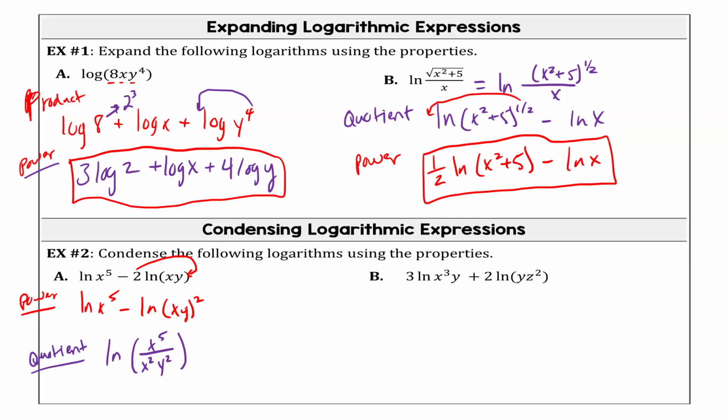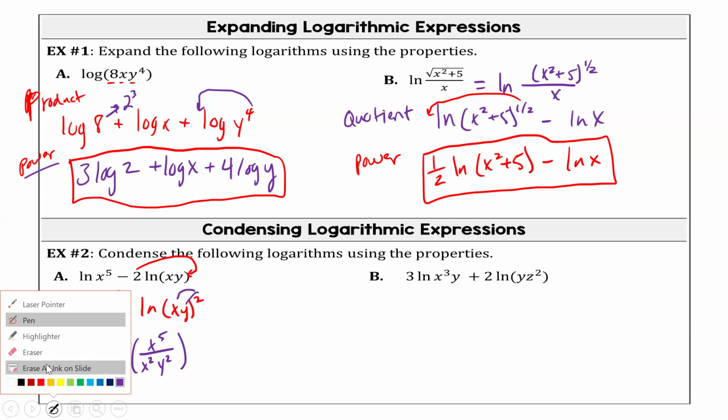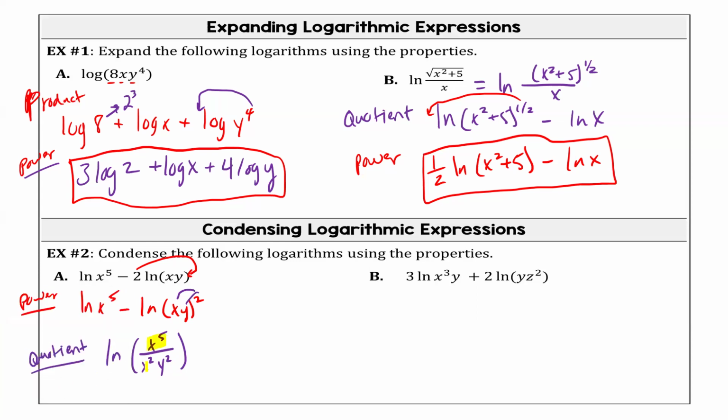That's because the power applies to each factor, right? So you get a 2, you get a 2, and that's why they became that. Now, this is using the rules, but is it simplified? No. Why is it not simplified? The x to the 5th and the x squared can be simplified. Yes. And it turns into x cubed. So this actually equals the natural log of x cubed over y squared.